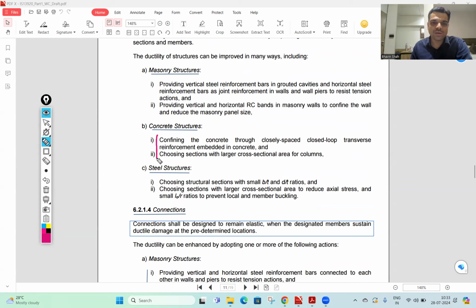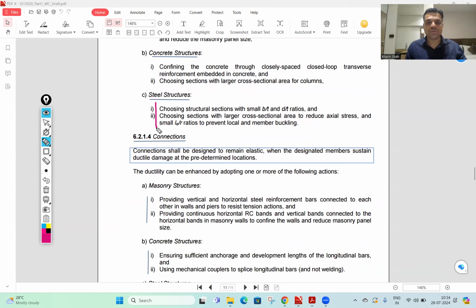In concrete structures, by confining the concrete through closely spaced closed loop transverse reinforcement embedded in concrete and choosing sections with larger cross-sectional area for the columns. So we always see that there is a requirement of increase in the column size when we refer to the provisions of IS 13920.